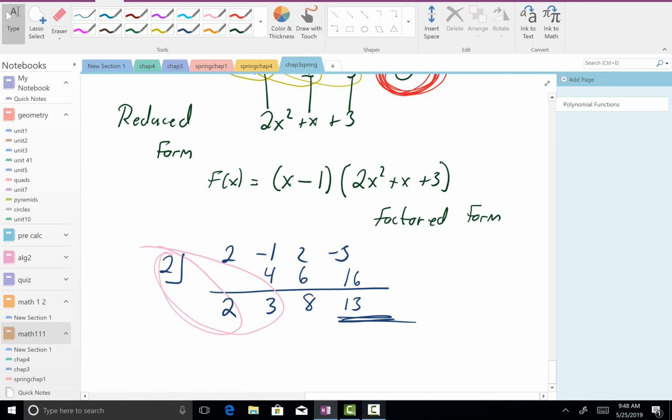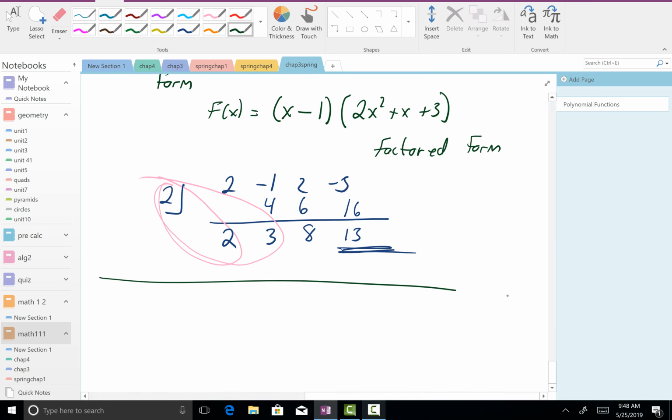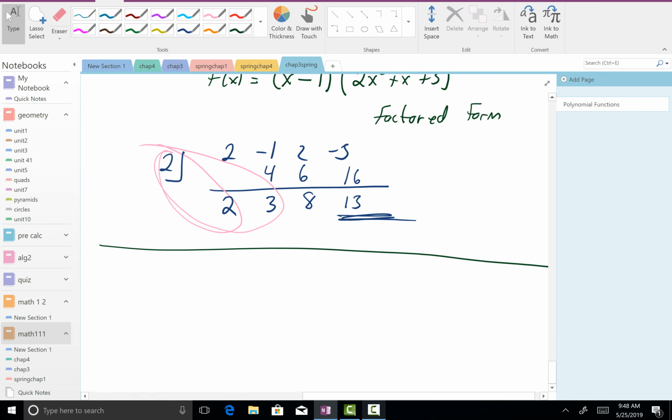So let's try some more of this kind of synthetic division stuff here. Let's start off with 1. Let's do x cubed plus 3. I've got to be careful with these. x cubed minus 4x squared minus 5.